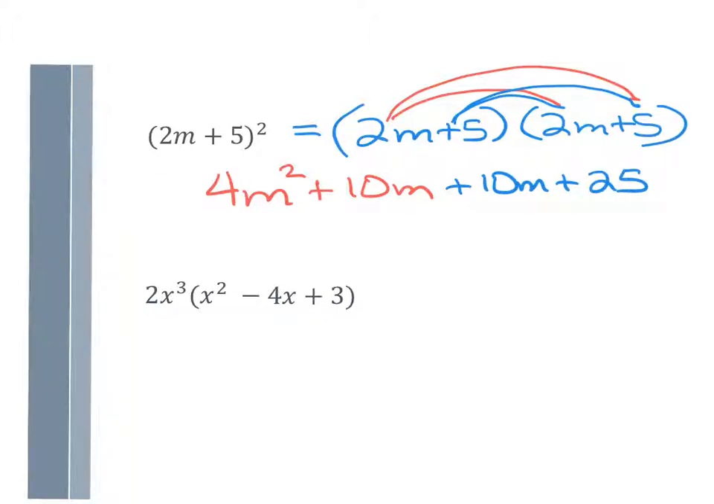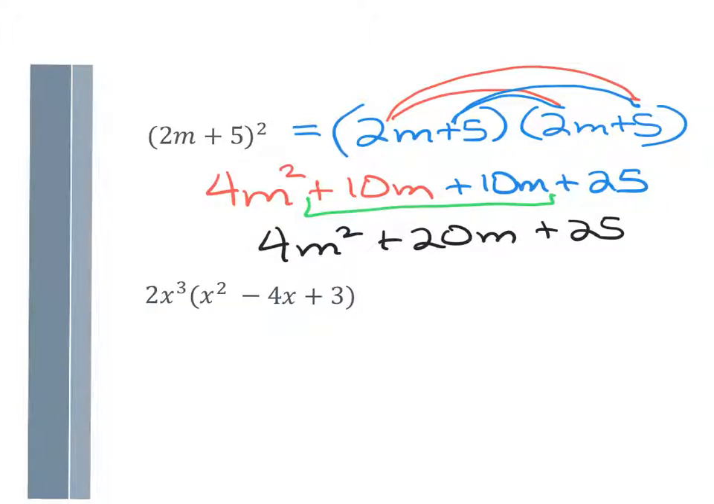Again, I have 2 middle terms that can be grouped together. They are like terms. So final answer here, 4m squared plus 20m plus 25. So whenever you see a binomial squared, you're going to write it twice and distribute or FOIL it. Don't just put that power of 2 on each of the terms. You will get it wrong because you're going to miss out on that middle term.